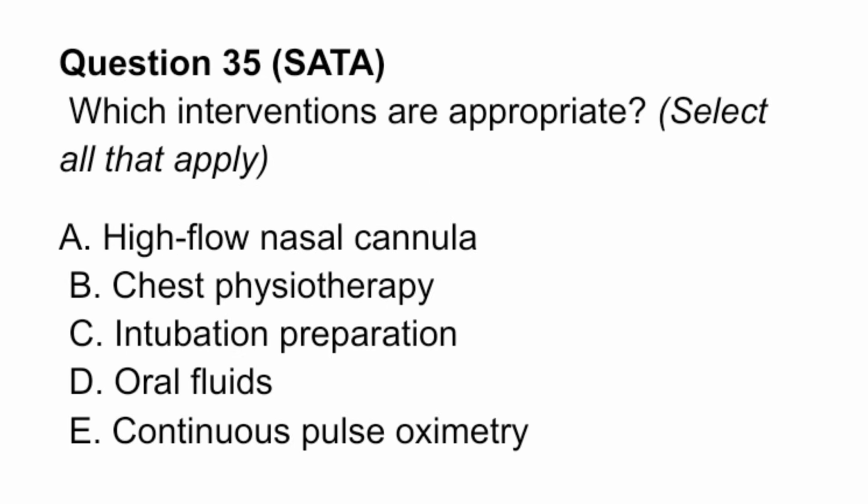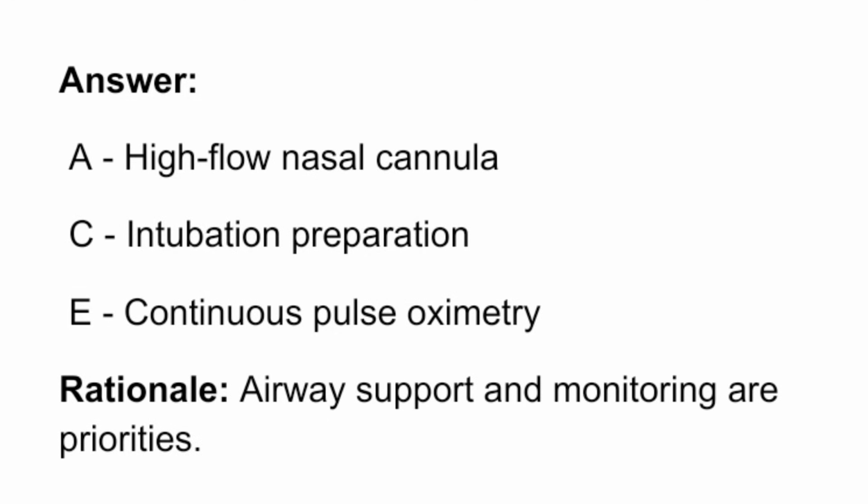Question 35. SATA. Which interventions are appropriate? Select all that apply. A. High-flow nasal cannula. B. Chest physiotherapy. C. Intubation preparation. D. Oral fluids. E. Continuous pulse oximetry. Answer: A. High-flow nasal cannula. C. Intubation preparation. E. Continuous pulse oximetry. Rationale: airway support and monitoring are priorities.